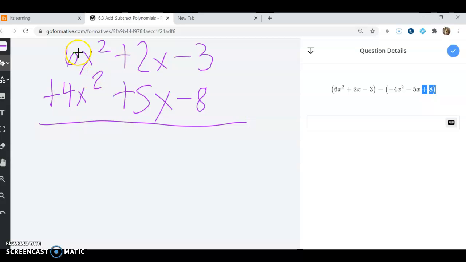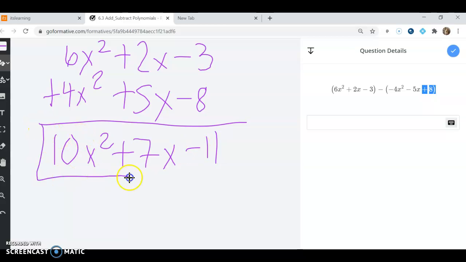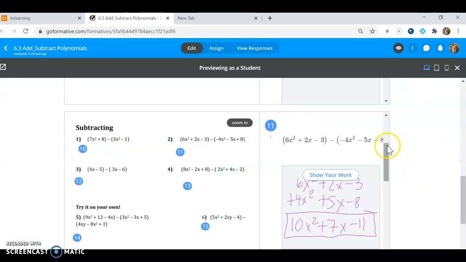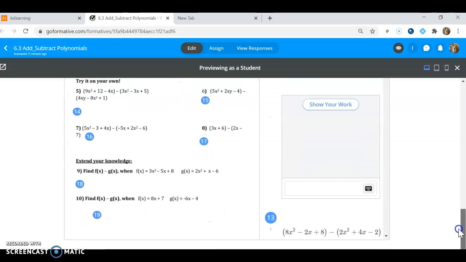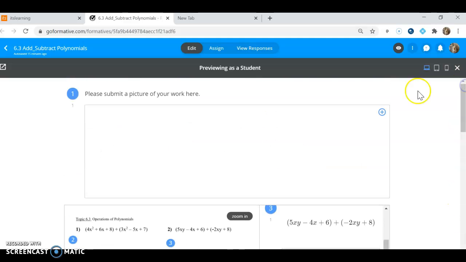Combine my like terms. 6x squared plus 4x squared is 10x squared. 2x plus 5x is 7x. Negative 3 minus 8. They're both negative numbers, so I'm going to add the numbers together and keep the sign. So that would be negative 11 at the end. So I have 10x squared plus 7x minus 11. Okay? And so now you're basically going to do the exact same thing, subtract the two expressions for the rest of the problems.